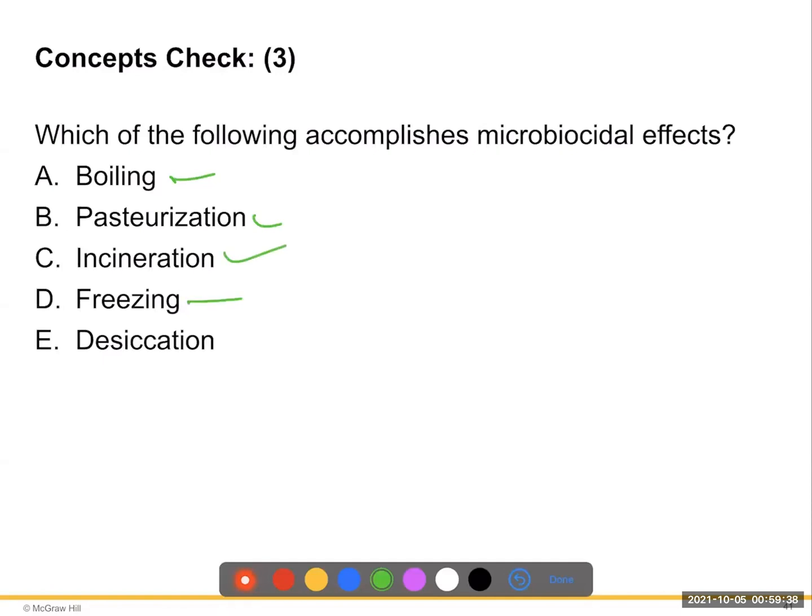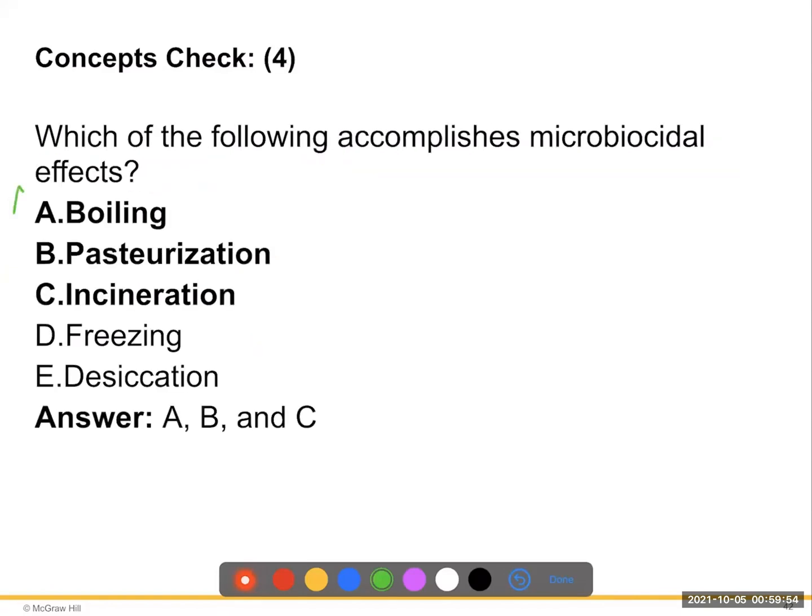Freezing, no, because if you freeze it, you can thaw it back out. Desiccation, take away the water. Freezing just slows it down. Desiccation stops it, but it'll come right back if you add more water to it. So the ones that kill microbes would be those three, A, B, and C. Okay, boiling, pasteurization, and incineration.